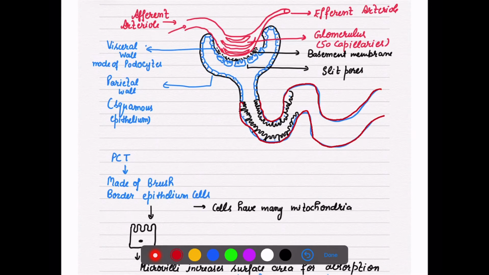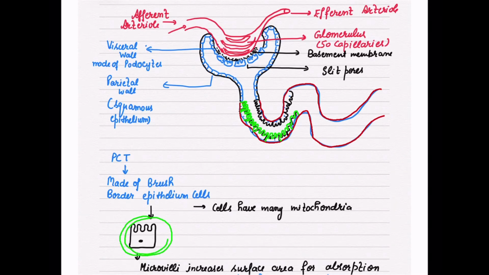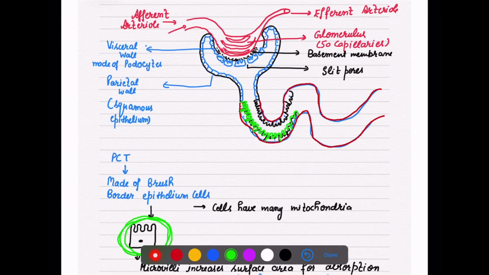And now this PCT is made up of, let's make it with the green, right? This PCT is made up of these finger-like projections. It is made up of basically brush border epithelial cells. As you can see, their structure is brush border. This layer is known as brush border epithelial cells, right? Actually, these brush border epithelial cells have microvilli on their surface. Microvilli means they are going to increase the surface area for absorption.